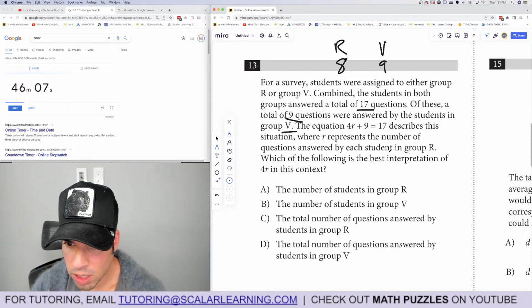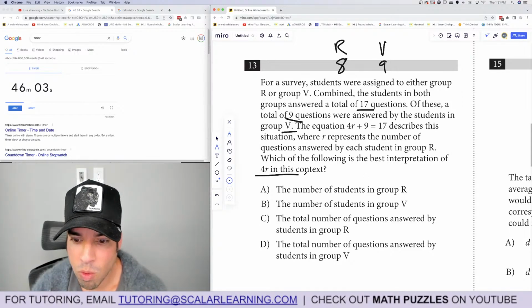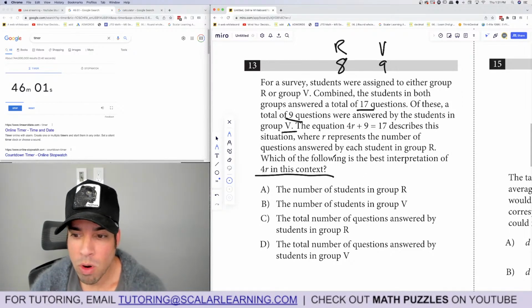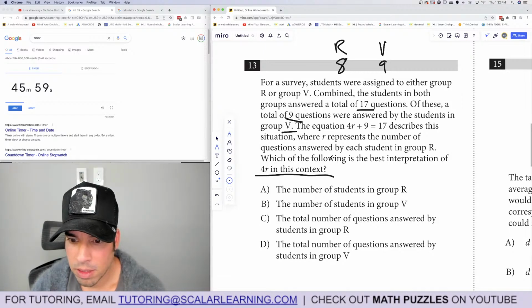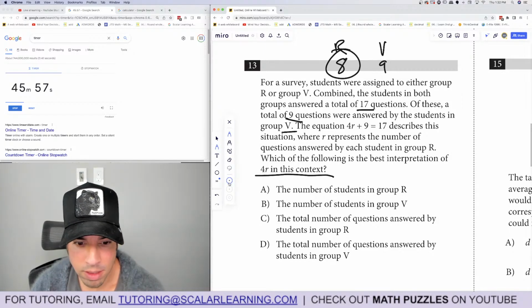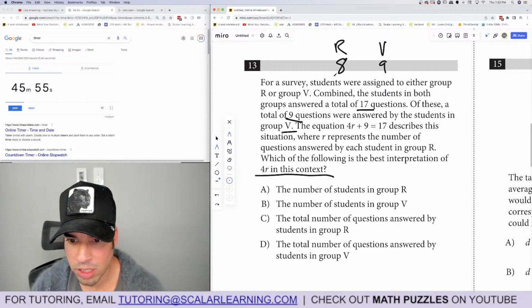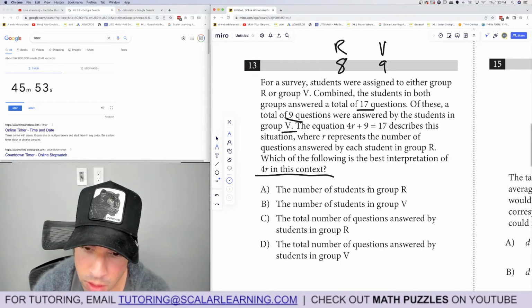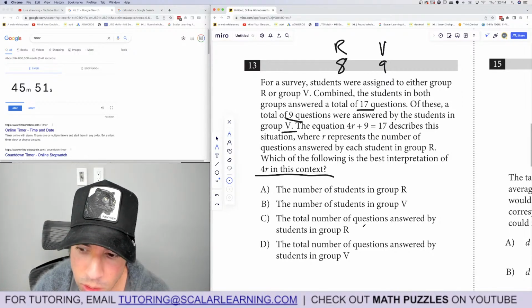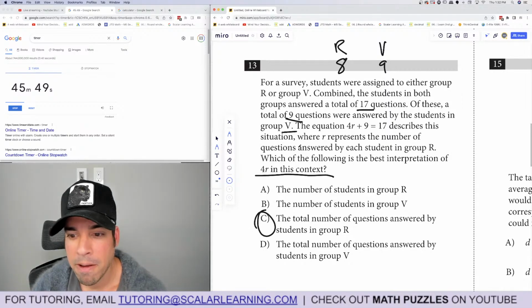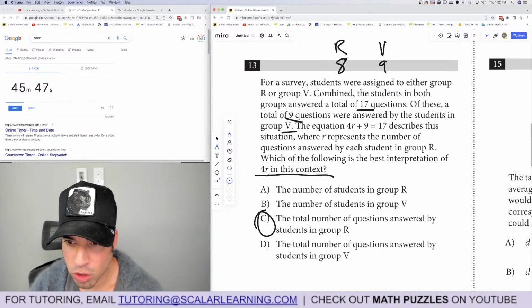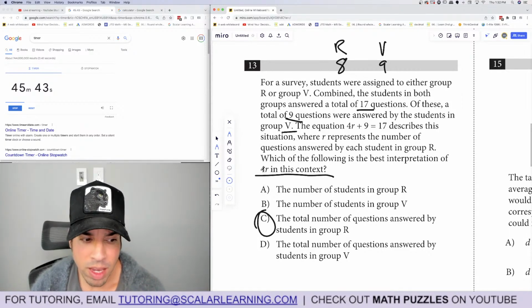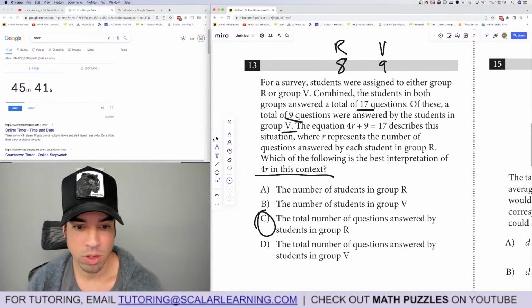What is the number of questions answered by each student in group R? Which of the following is the best interpretation of 4r? So 4r, it's the 8. It's the total amount of questions answered in group R. Okay, the total number of questions. That's it, C. Because r is the number per student, so there must be 4 people in group R. Everybody answered 2 questions. It's 8. So that's it.